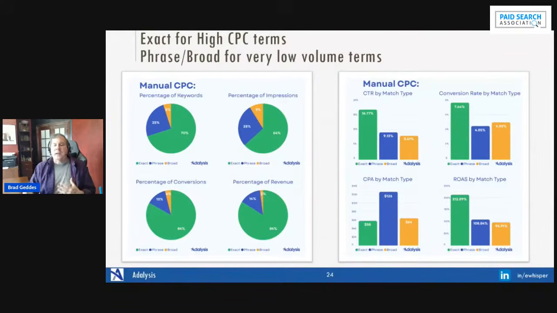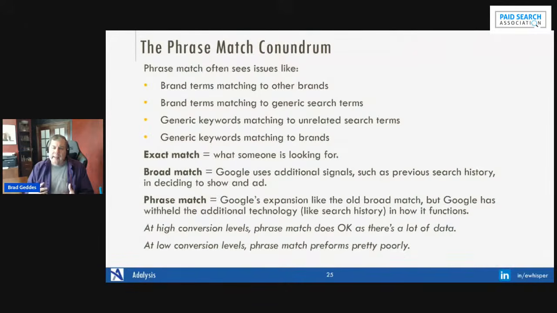It's more of an effect of the users who use this bid method. Now, I mentioned phrase match quite a bit, and the problem with phrase match is it looks like how broad match did 10 years ago, where you see it matching to other brand terms, matching to generic terms, matching to some crazy queries that make no sense, generic words matching to brands, right? So exact match is what someone's looking for. Broad match gets used as additional signals, right?